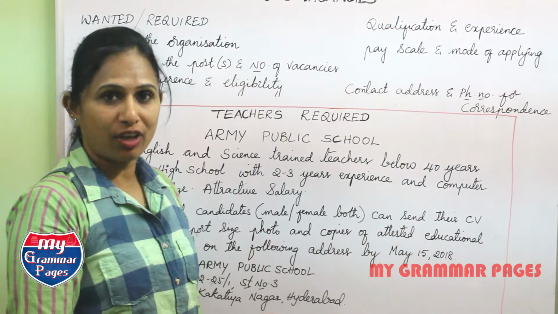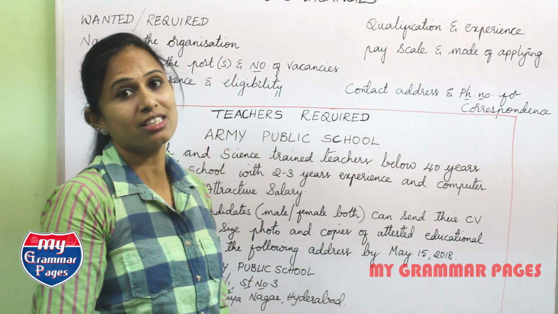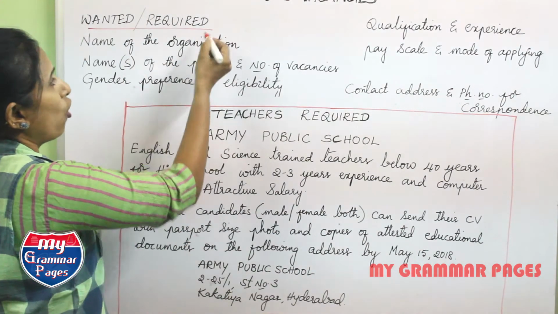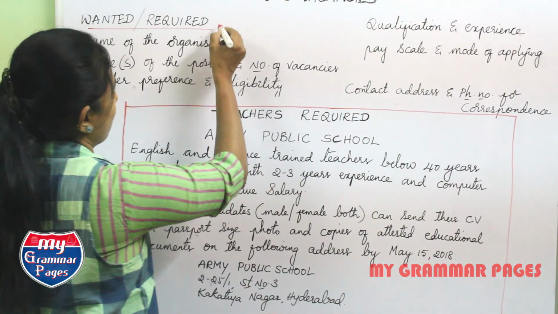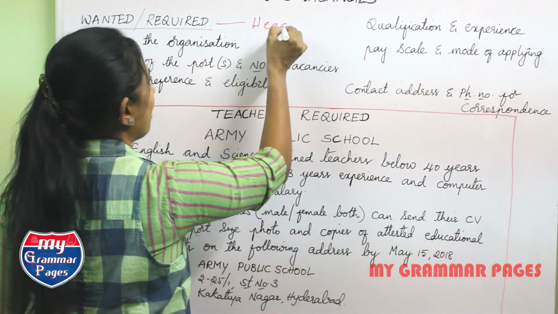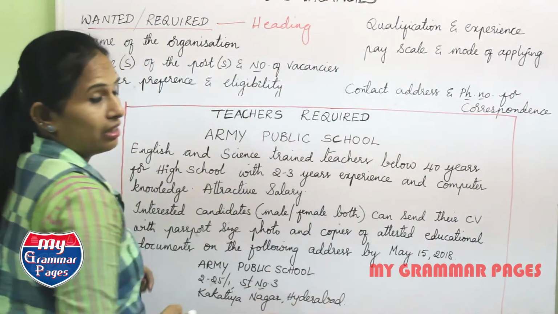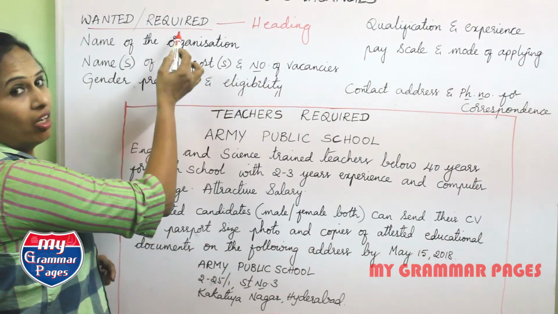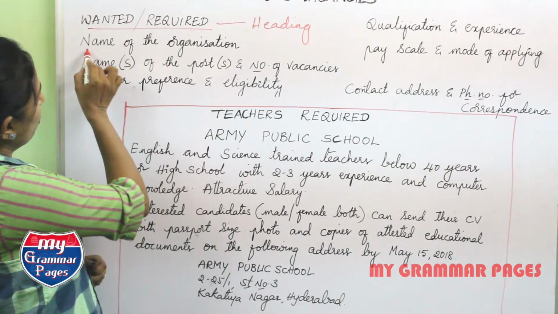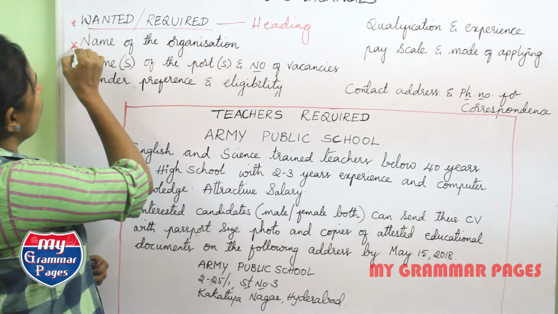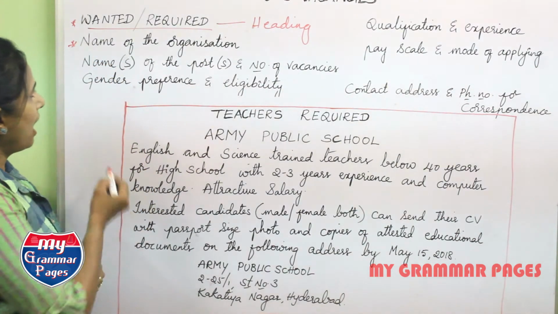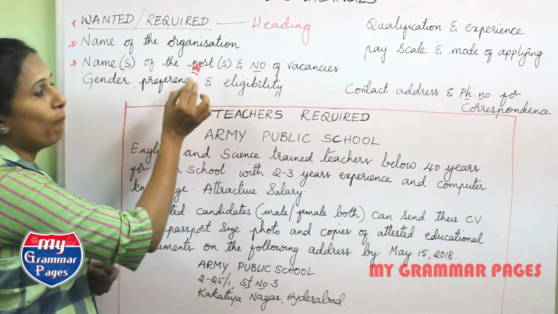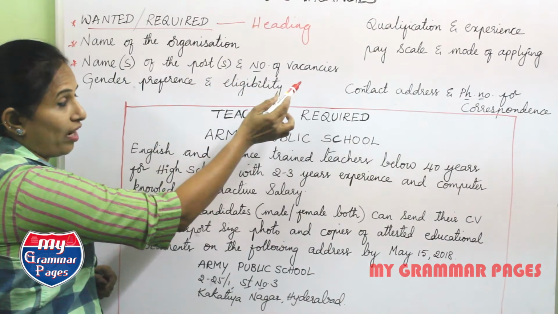So let me tell you the features to be remembered for a job vacancy classified. First and foremost is the heading, which is common in all classifieds. This heading must be kept in capital letters only. You can write either "wanted" or "required", and you need to mention the name of the organization, and here you need to mention the name or names of the post or posts and the number of vacancies.